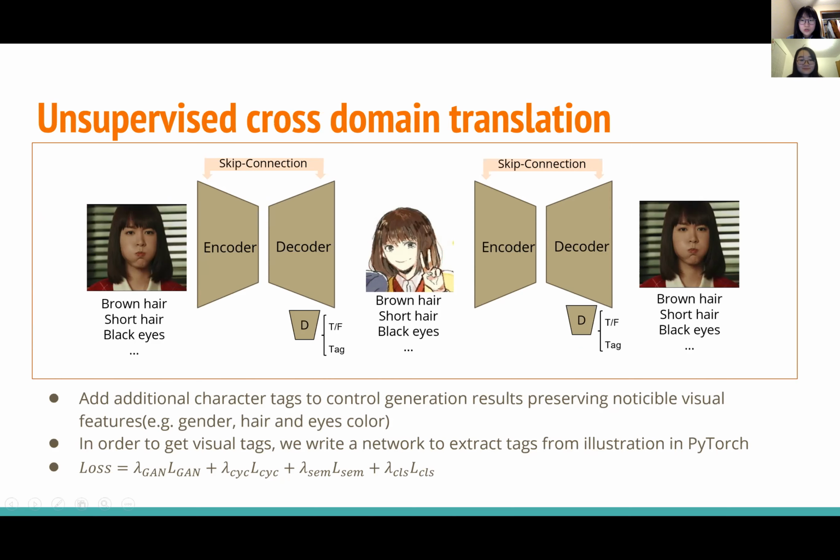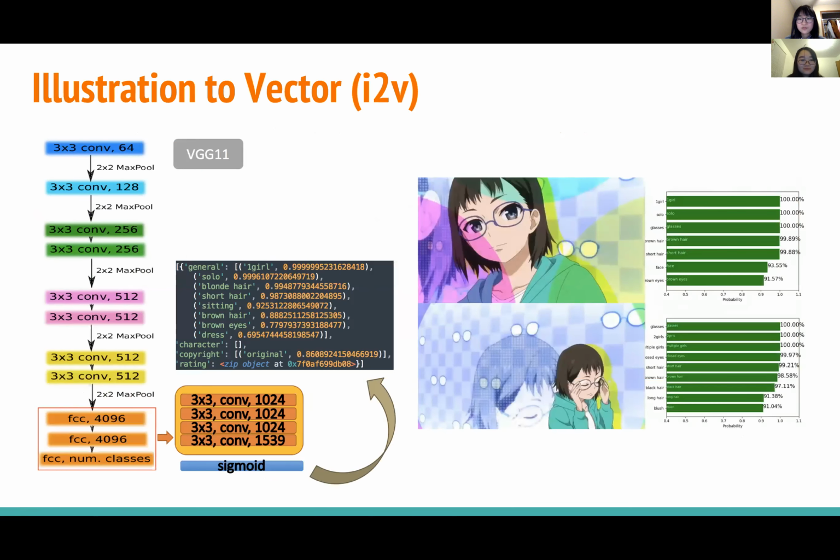The illustration to vector model is based on VGG11. The input is an illustration and the output is a tag vector, which is composed of more than 1,500 feature tags, such as smile, short hair, glasses, and it also gives us the corresponding probability for each tag. The threshold we set for outputting tags is 50%.